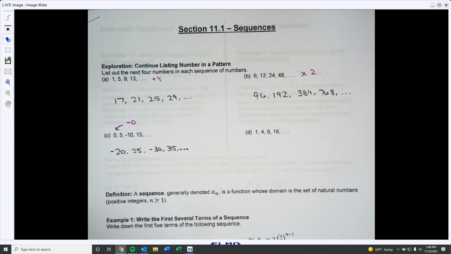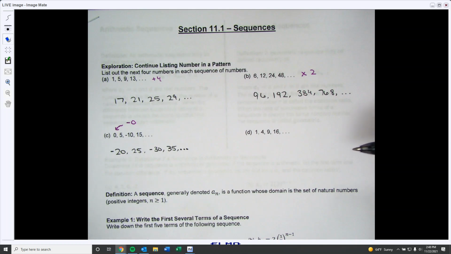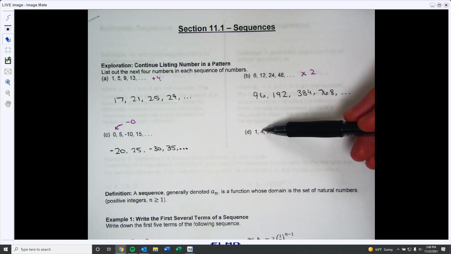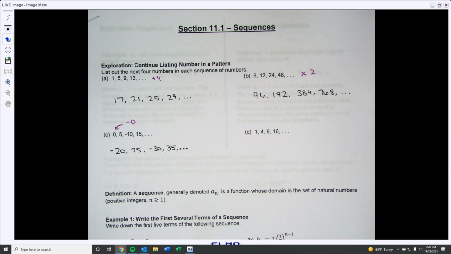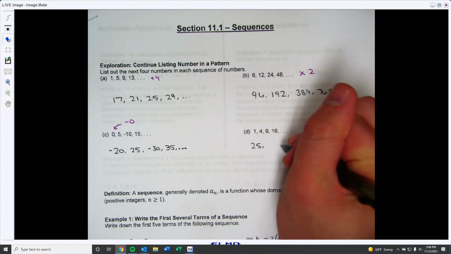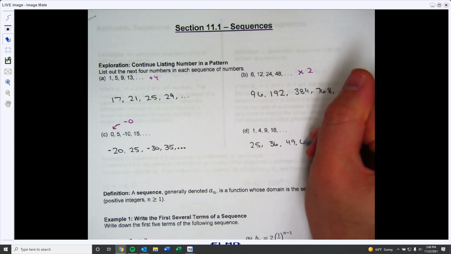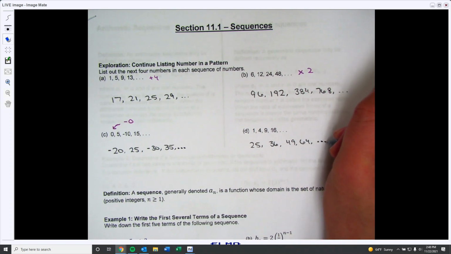Now, this last one's a little bit more interesting. I see that I'm not adding a number, because going from 1 to 4 is plus 3, but 4 to 9 is plus 5, so that's not working for me. I'm not multiplying by a number, and I don't have something where I'm alternating either. But if I look really closely at it, I can see that these are all the squares. This is 1 squared, 2 squared, 3 squared, 4 squared. So once I identify that, my next one is going to be 5 squared, which is 25. And then 6 squared is 36, 7 squared is 49, and 8 squared is 64. And it would continue in that pattern.